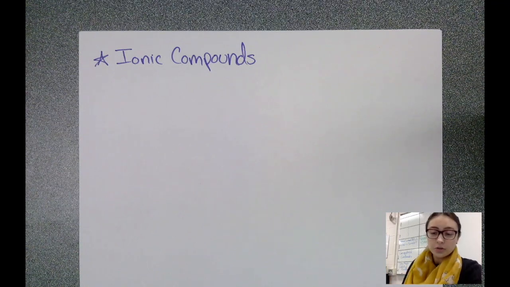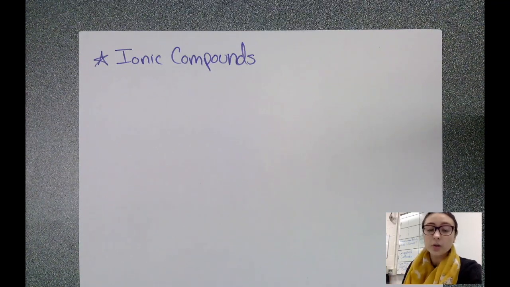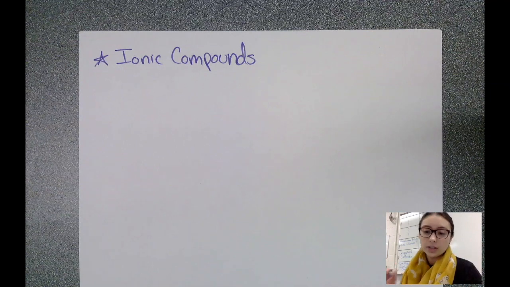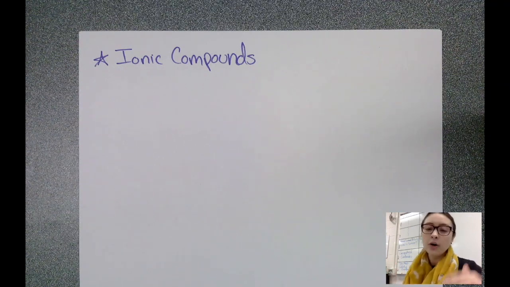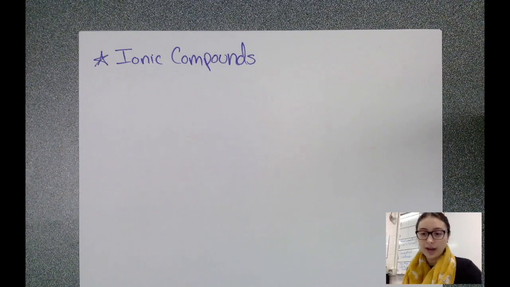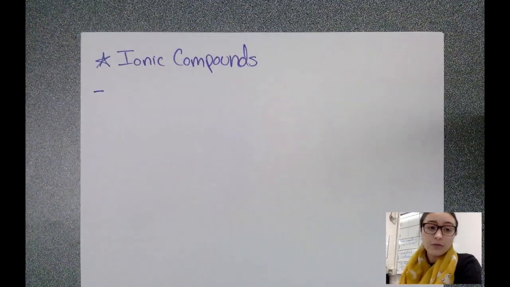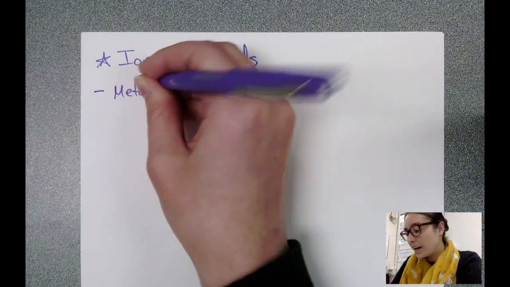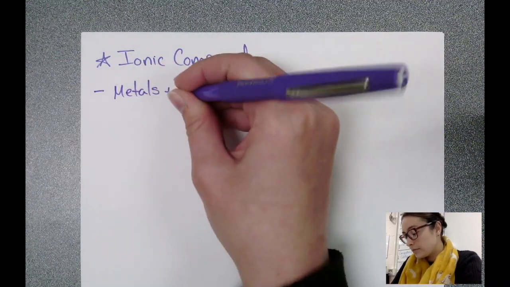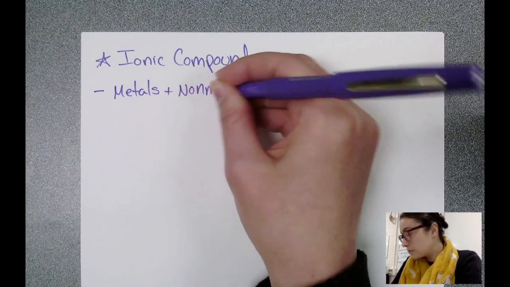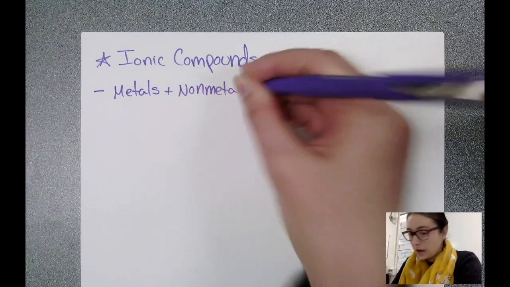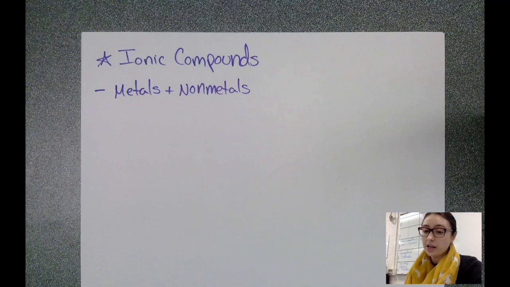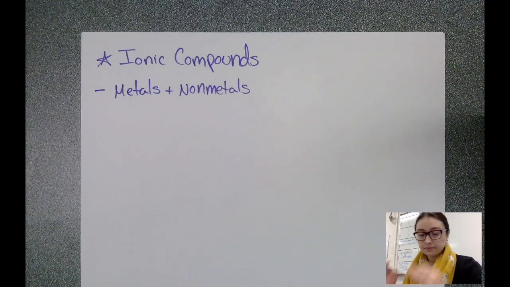Now, one of the most important things when we're naming compounds is we need to be able to know the difference between them. We need to be able to look at a formula or look at a name and know whether it's ionic, molecular, or an acid. The big giveaway for ionic compounds is that they're composed of metals and nonmetals. So if you see a metal with some nonmetals, that's your cue that it's ionic.